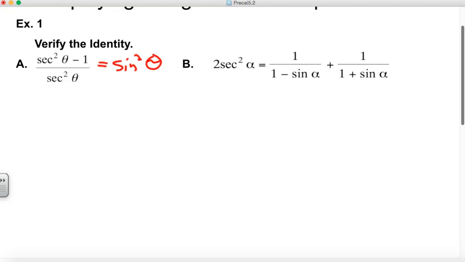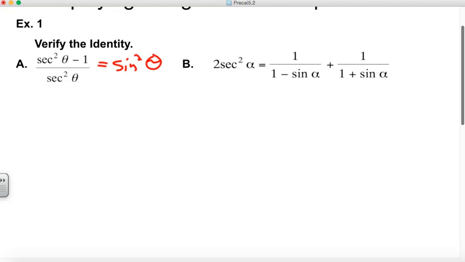All right, so we want to verify that the left side equals the right side. So again, we're going to start with the most complicated side first. That's the side on the left. And we're going to try to change it to look like sine squared theta. So we see secant squared. That's a clue that we can use a Pythagorean identity.